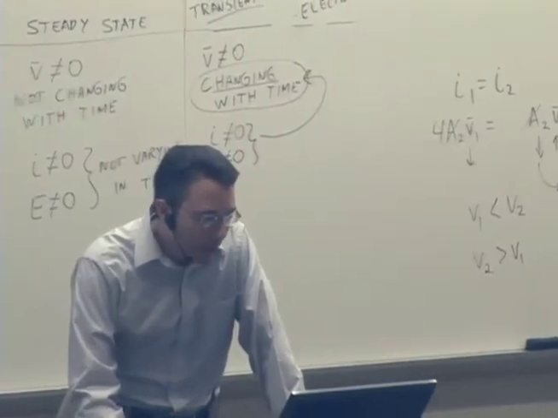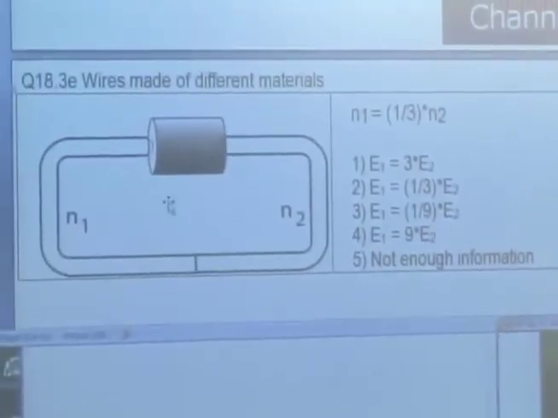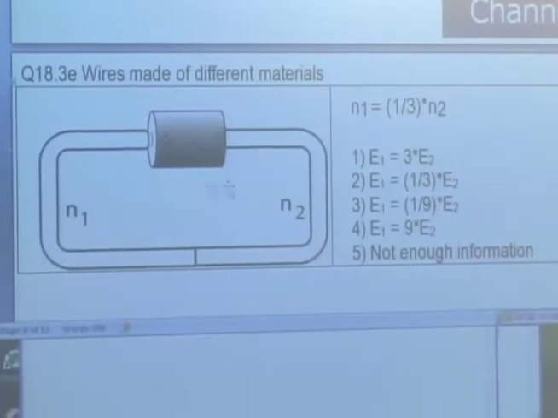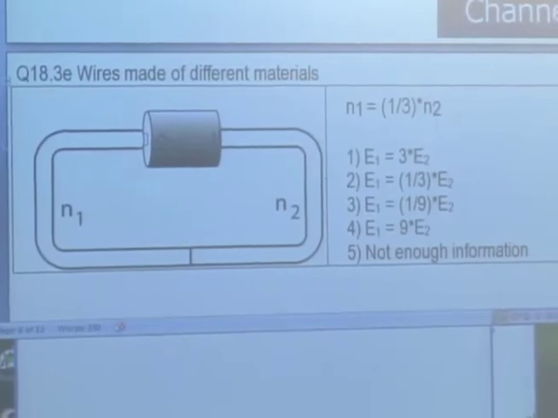Okay, different situation. Let's look at 2 wires. We'll assume that the mobilities, the U's, are the same, but different electron densities. And the electron density of wire 1 is 1/3 of the electron density of wire number 2. How do the electric fields compare?